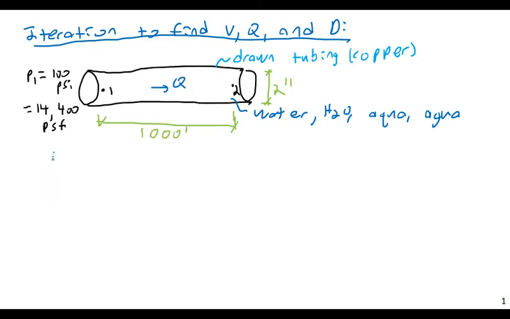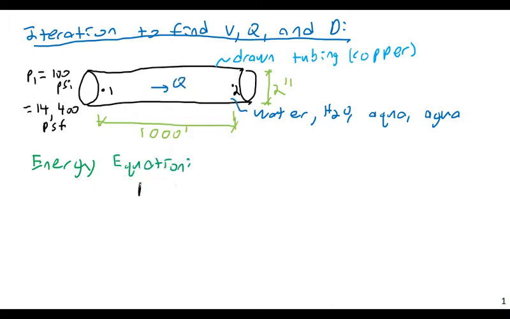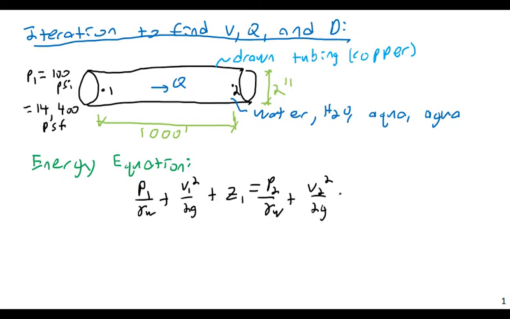So the first step will be to look at the energy equation, and by doing this, we can see our issue. If I consider this, I can say I have P1 over gamma water, plus V1 squared over 2g, plus Z1, is equal to P2 over gamma water, plus V2 squared over 2g, plus Z2, plus f L V squared divided by 2gD. And then canceling out equivalent terms.